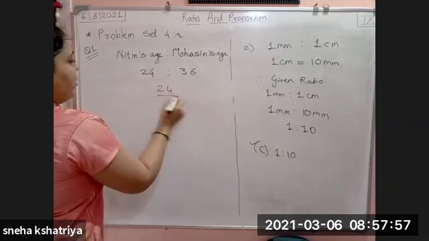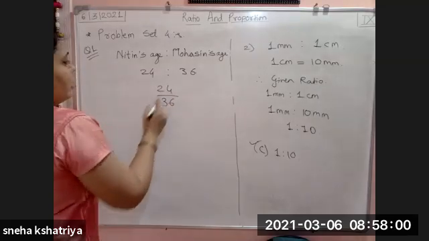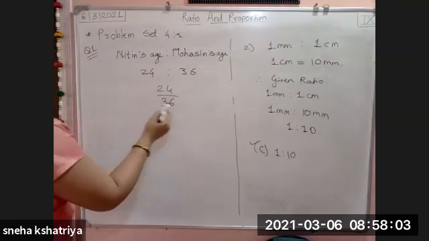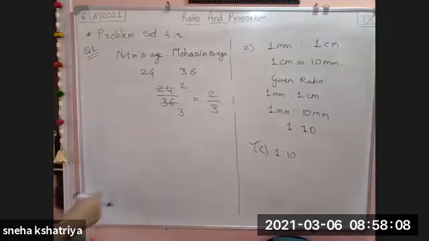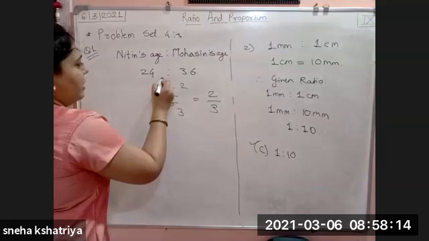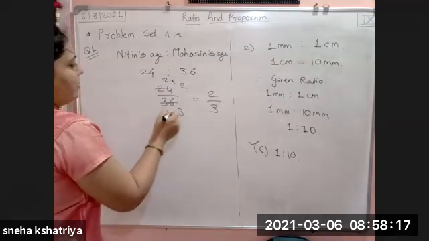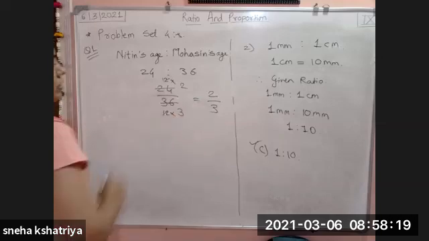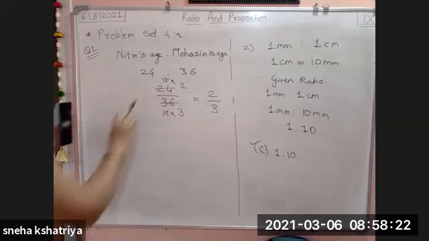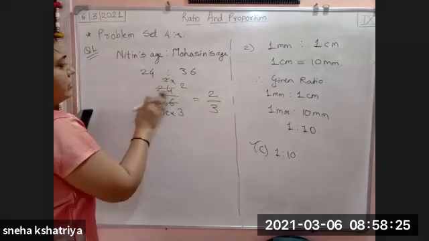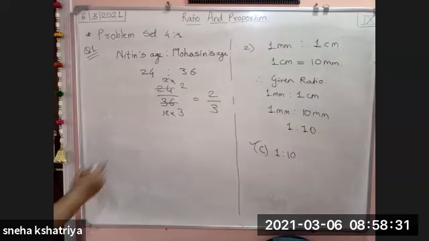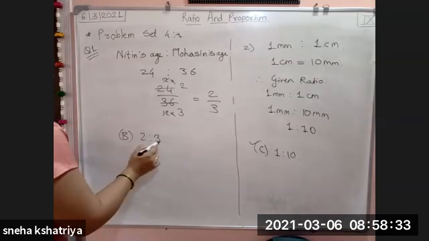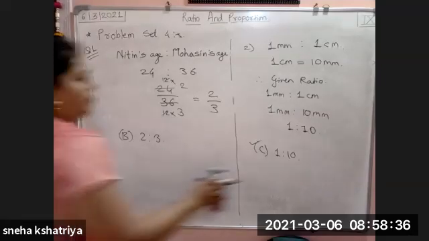Now we have to calculate 24 upon 36. Here clearly we can see that 12 twos are 24 and 12 threes are 36. The bigger the number you find, the smaller the calculation becomes. So here it becomes 12 into 2 and 12 into 3. This 12 gets cancelled, so 2 upon 3 remains. So your right option is B, 2 is to 3.